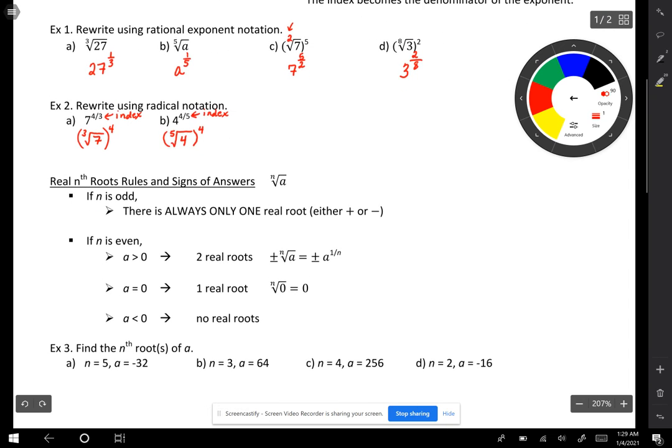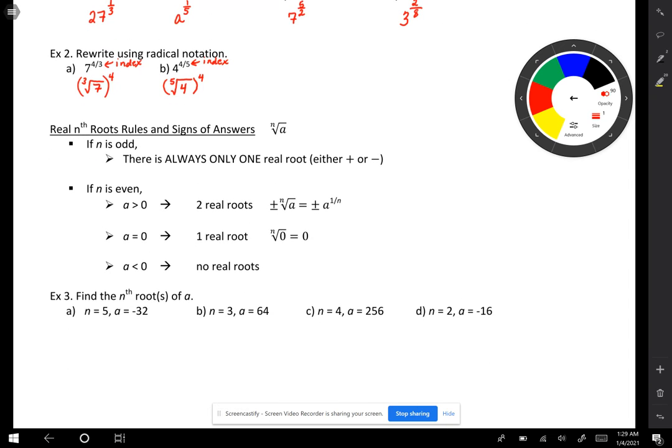Okay. Now looking at some rules for signs, for nth root rules and signs of answers. So let's look at the nth root of a. If n is odd, there is always only one real root. It's either going to be positive or negative. If n is even, so that's great. If it's odd, you know there's only going to be one answer, positive or negative. If n is even, then you have to look at the number inside. If this number here is greater than 0, then you're going to have 2 real roots. So it's going to be plus or minus.